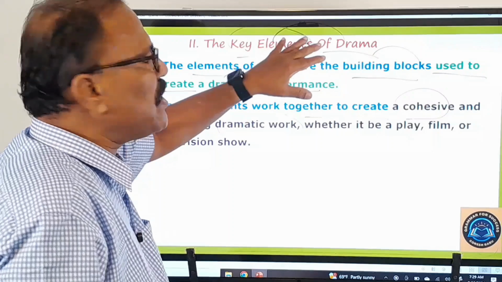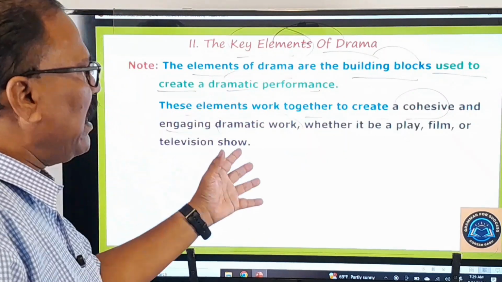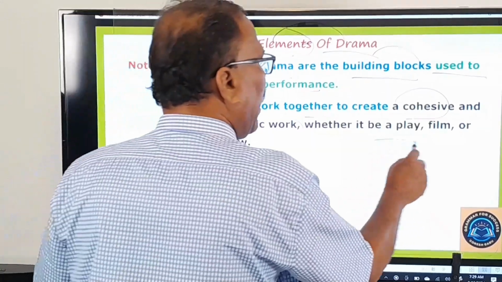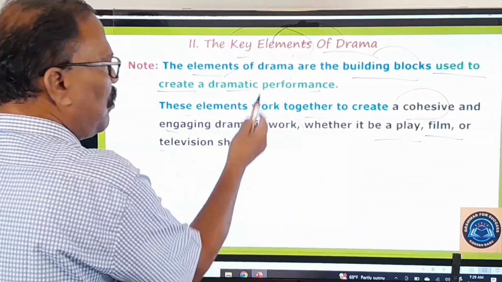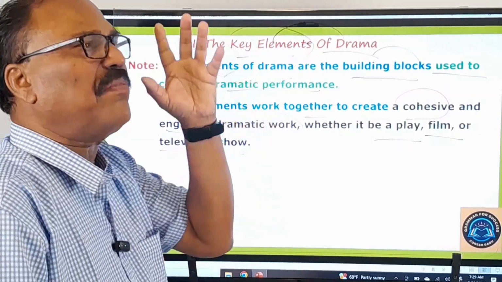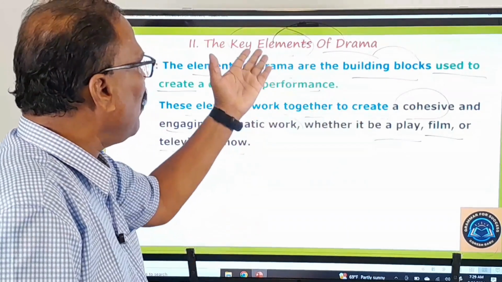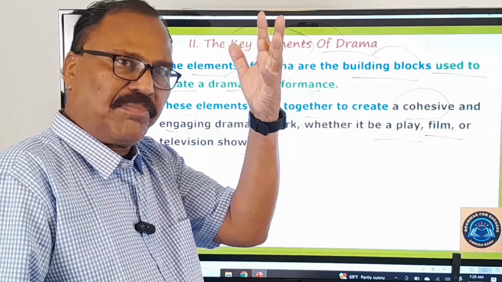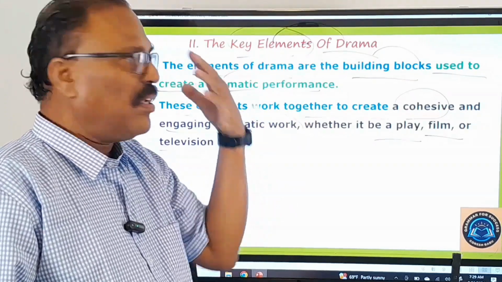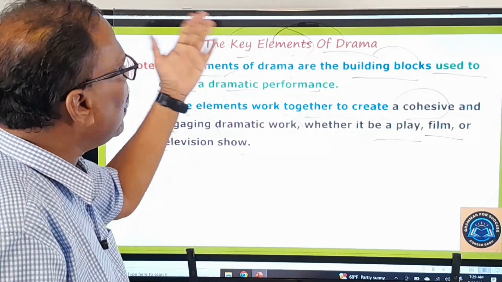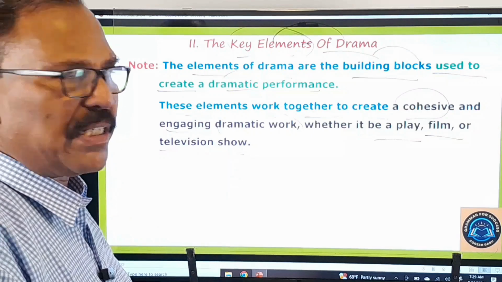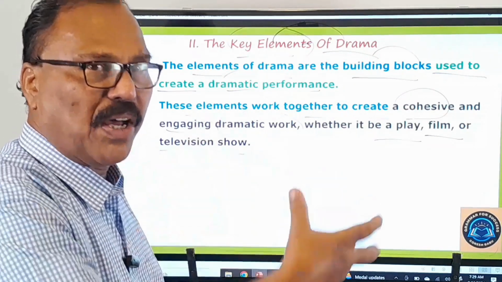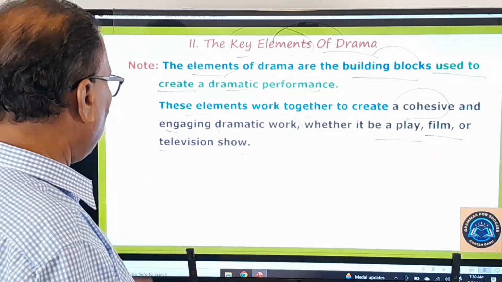With these key elements of drama, one can create a cohesive and engaging dramatic work, whether it be a play or film or television show, whatever it may be. Some television shows are very, very interesting. Why? Because they follow these key elements scrupulously. Some films will be very interesting and wonderful because they follow these key elements. So what are these key elements? How should the creators of dramas follow them? Let us look at all of them.